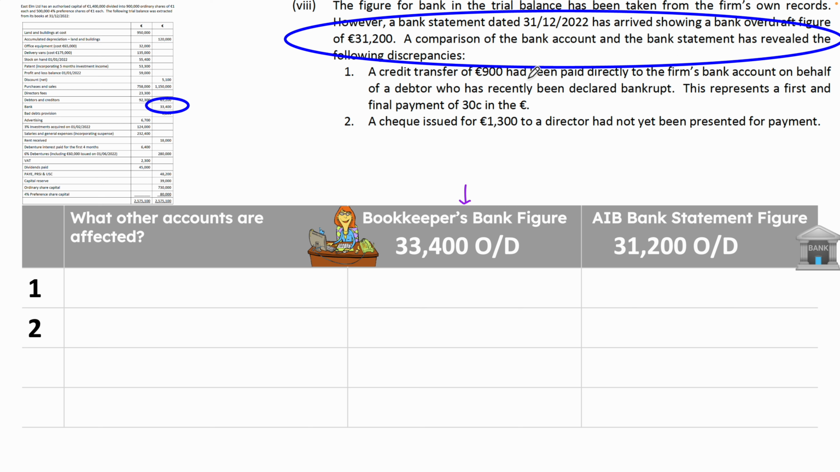The bank statement figure, so let's just call it AIB Bank, right? So overdraft was 31,200, so that goes into this column here. And then we'll do any other accounts that are affected, it's going to go here.